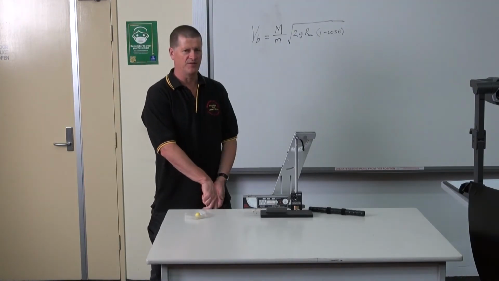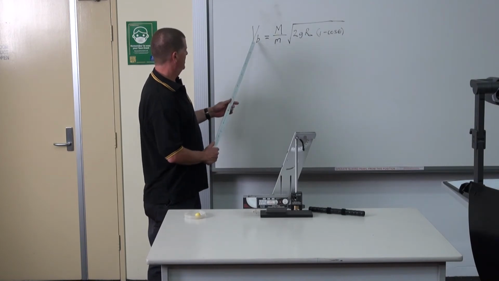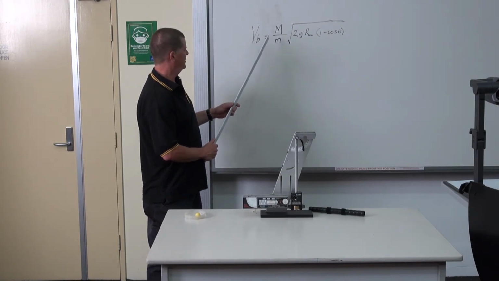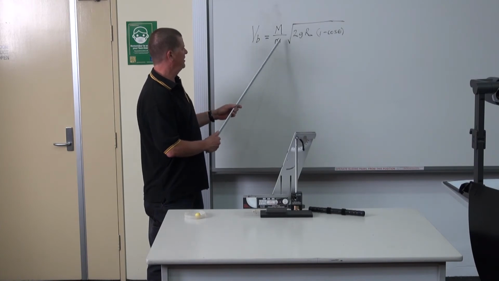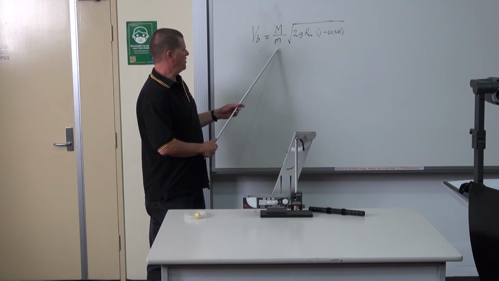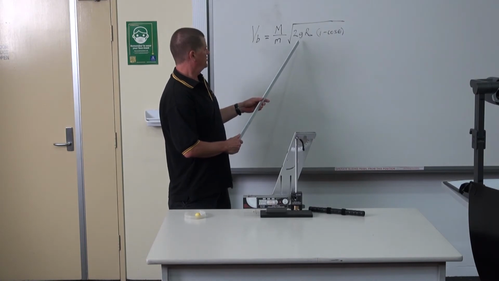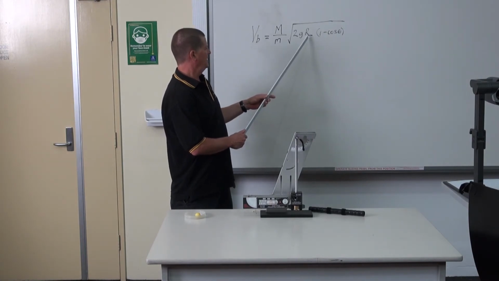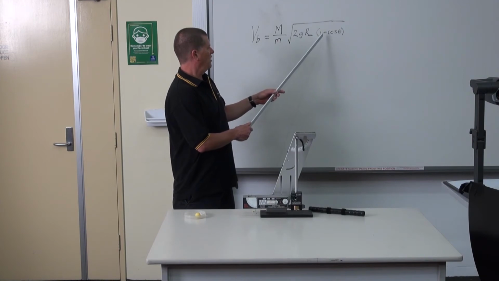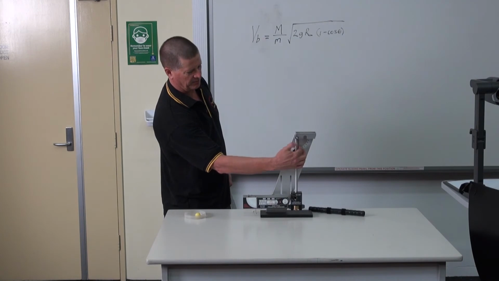The approximate equation for the velocity of the ball bearing is given by this equation here. Vb, velocity of ball bearing, equals big M over little m. Big M is the mass of the pendulum, little m is the mass of the ball bearing, by the square root of 2gR. G is gravity, R is the length of the pendulum in centimetres, times 1 minus cos theta, where theta is the angle of the deflection of the pendulum.